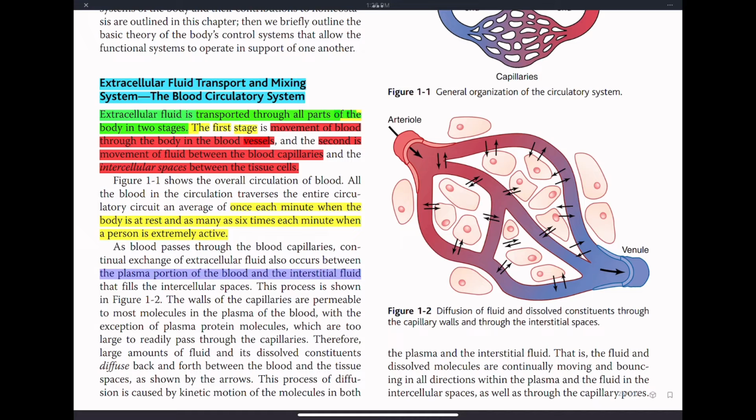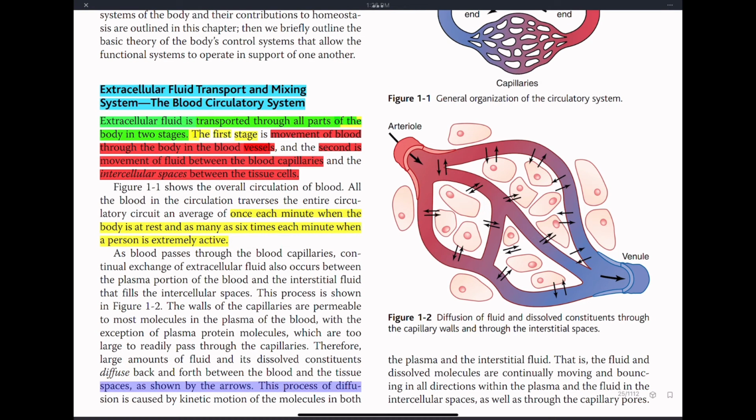The walls of the capillaries are permeable to most molecules in the plasma of the blood, with the exception of plasma protein molecules, which are too large to readily pass through the capillaries. Therefore, large amounts of fluid and its dissolved constituents diffuse back and forth between the blood and the tissue spaces, as shown by the arrows.